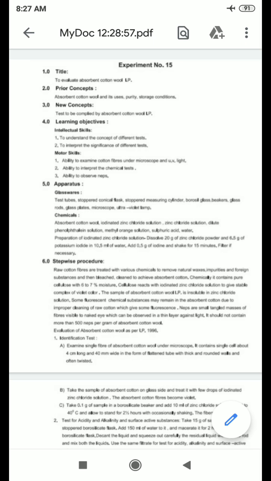Today I will start experiment number 15 to evaluate absorbent cotton wool IP. The concepts covered are absorbent cotton wool and its uses, then purity and storage condition. Now see the absorbent cotton wool. What is absorbent cotton wool?